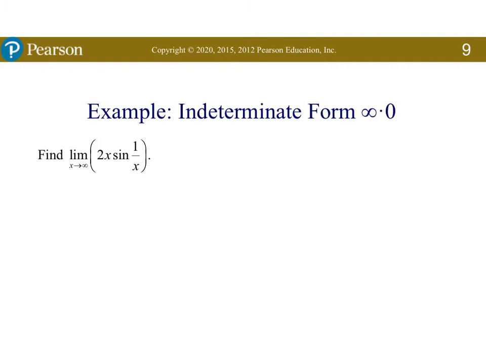So here's the indeterminate form infinity times 0. I'm going to plug in. I'm going to get 2 times infinity times the sine of 1 over infinity, which is 2 infinity times the sine of 0, which is infinity times 0, which is an indeterminate form. The reason that is indeterminate is because there are 2 conflicting rules here. We have one rule that says anything times 0 is 0, and we have another rule that says anything times infinity is infinity, and these 2 rules conflict, and so the answer is neither 0 nor infinity, but an indeterminate form.